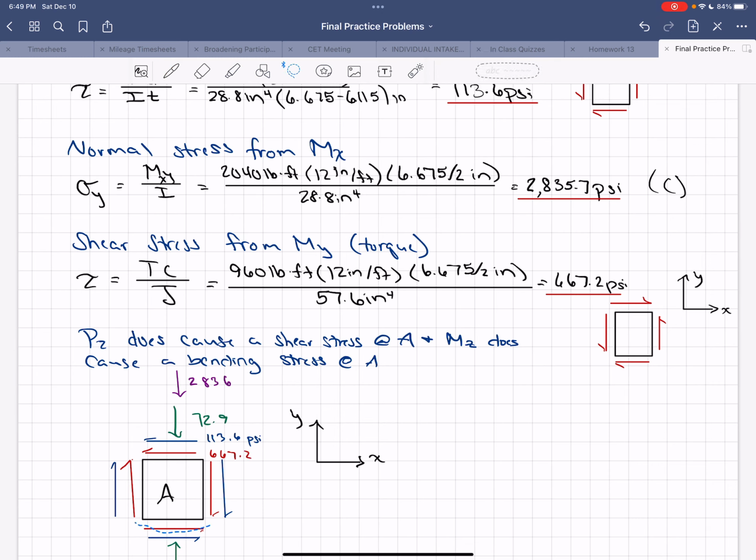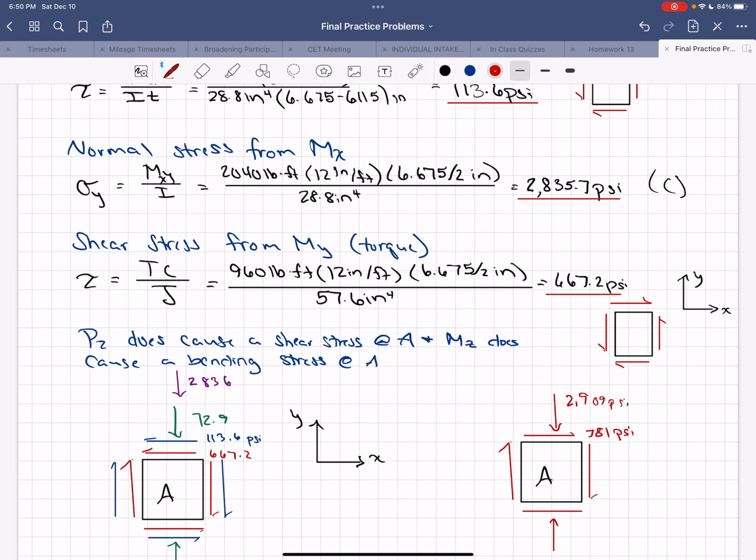So to draw the final shear diagram, since these are both going the same way, copy this over here. We'll add those two shear values together to get 781 PSI. We're going to add the two compressive stresses together to get 2,909 PSI. So that is point A.